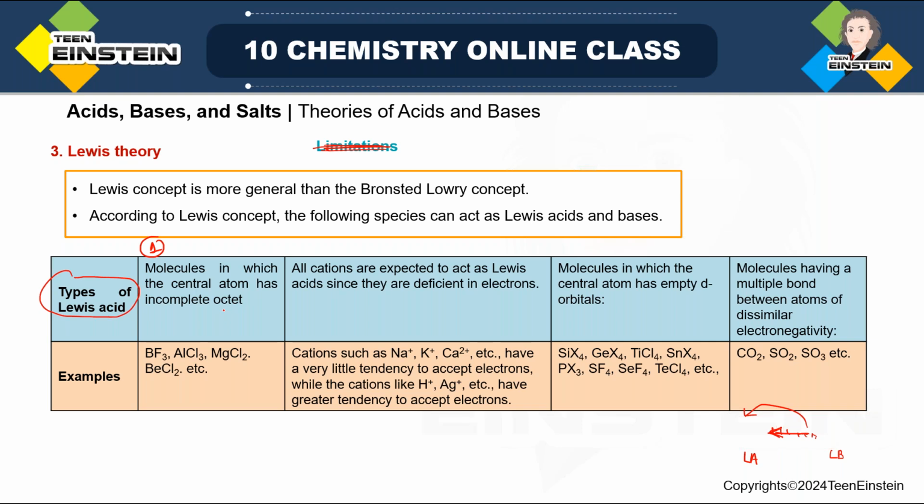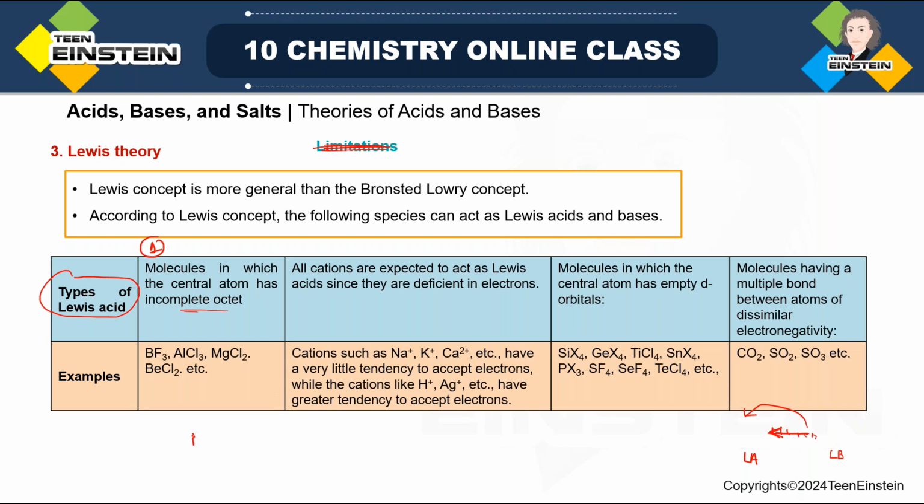Molecules in which the central atom has an incomplete octet. That means surrounding the central atom, 8 electrons are not present. That atom will be electron deficient, because any atom has a tendency to have 8 electrons. Surrounding the atom there must be 8 electrons, but if it is not so, the atom is still deficient. So those molecules where the central atom has an incomplete octet can act as Lewis acid.